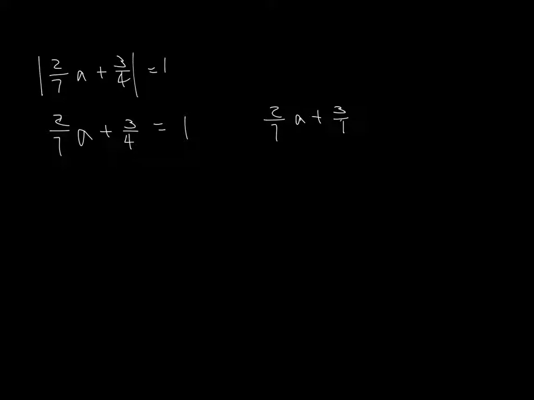So number 20, we have the absolute value of 2/7 a plus 3/4 equals 1. So remember, when you have that absolute value, you're going to do the equation twice when you take that absolute value sign. You're going to set it equal to +1, and you're going to set it equal to -1, and you're just going to solve. Subtract 3/4 from both sides.